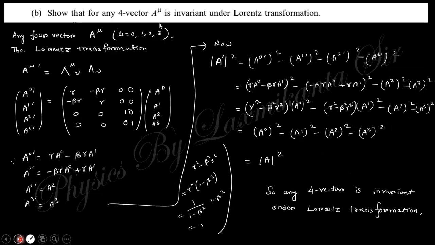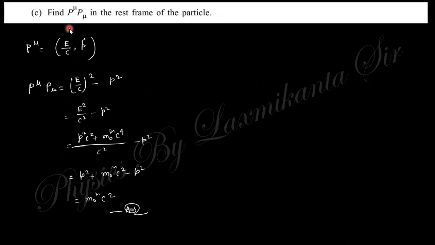Next question. Any four vector A mu is invariant under Lorentz transformation. Actually, it means the magnitude of this four vector is invariant under Lorentz transformation. This is the Lorentz transformation, and these magnitudes will be like that. You know this notation: 1 minus 1 minus 1 minus 1. So this is the space-time part and these three are the space part. So putting this expression, you can easily get this relation. So these two are equal. So this is the Lorentz invariant. Find p mu, that is the magnitude of this one. So you will get this one.